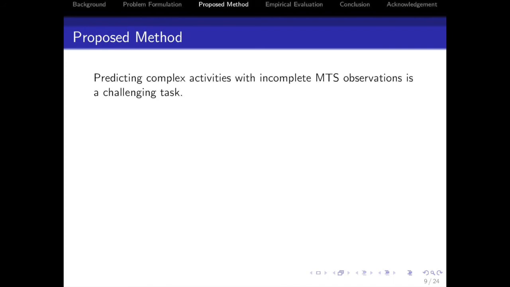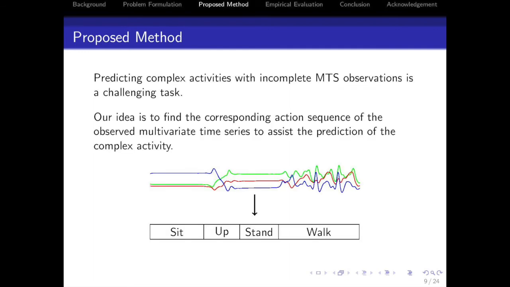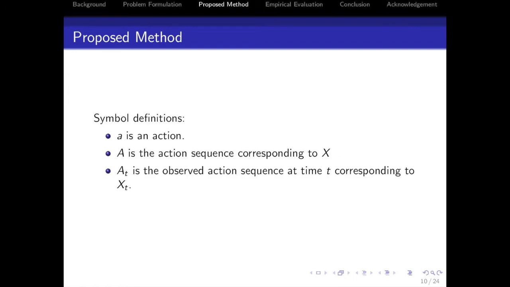However, predicting complex activities with incomplete observations is a challenging task. Our idea is to find the corresponding action sequence of the observed multivariate time series to assist the prediction of the complex activity. And we also consider that the complex activity prediction can help to find the action sequence. Therefore, the predictions of complex activity and the action sequence are mutually enhanced over time. Let the small a be an action. Let the capital A be the action sequence corresponding to X. Let At be the observed action sequence at time t corresponding to Xt.